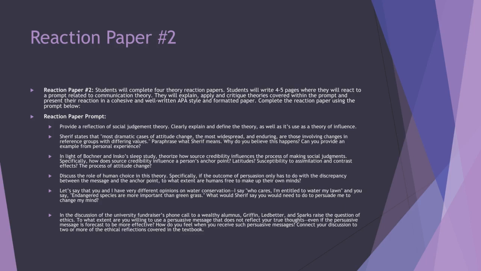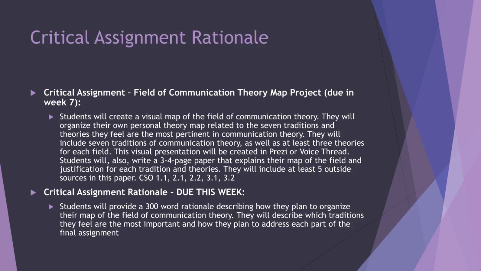So with that, you'll clearly explain and define the theory as well as its use as a theory of influence, and then go through the 5 different things that the prompt asks you to go through when you write your reaction to this paper. What I'm looking for in terms of a reaction is a critical response to this theory that clearly articulates your thought and analyzes it according to the questions posed within the prompt. So to accurately do that, you'll need to make sure you include some outside sources as well as the course text.